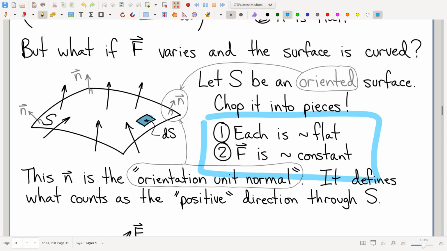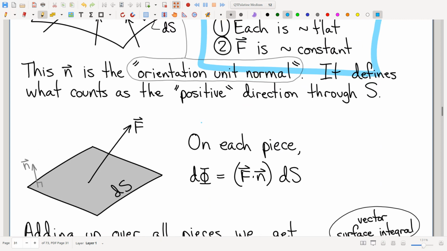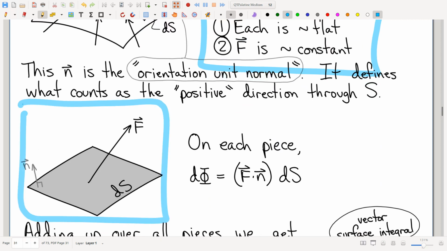A sufficiently nice surface can be approximately flat. And it's such a small little piece that the vector field won't have much time to change, and so the vector field is approximately constant. So on that little piece, we can just immediately write down an answer, which is, here's that small piece, and here's the formula that we already had for how to answer the question on little small pieces like that. Flat surfaces, constant vector fields.